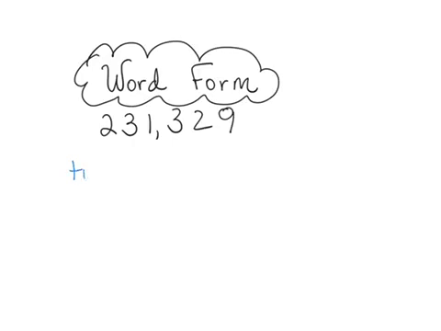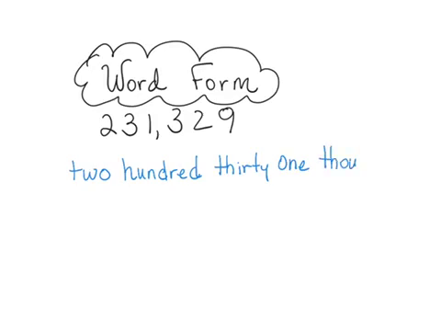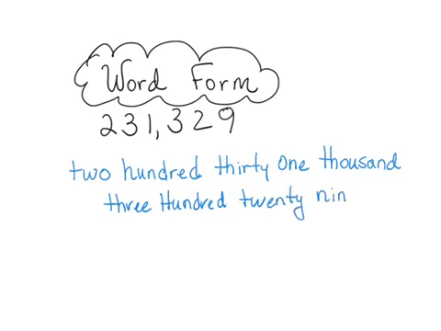We've got 200. So we want to write it out exactly how we would read that number. 231. There comes that comma, which means that we go to that first period, which is called the thousands. So we've got 231,329. And that is how we're going to write from standard form into word form.